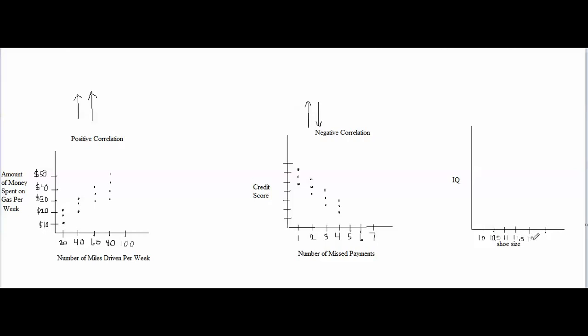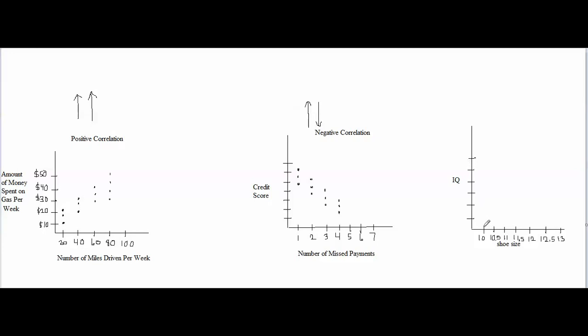So this is 11.5, this is 12. Then we have 12.5. Maybe we'll stop at 13. And for IQ, I'm not totally sure what tick marks we should make, so I won't label those. We'll just know that down here means lower IQs and up here means higher IQs.